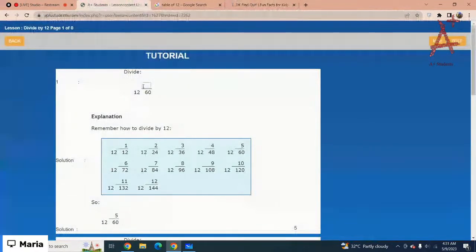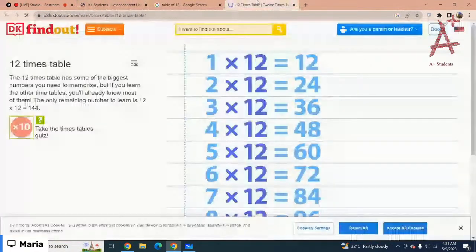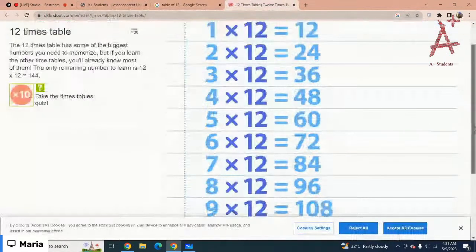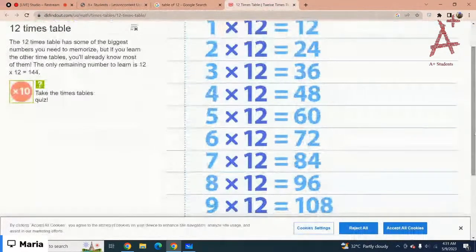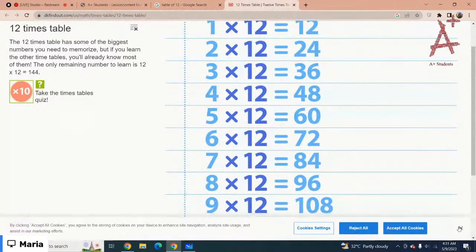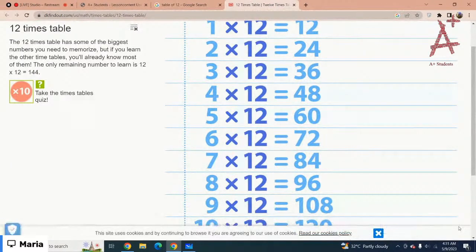Okay, you have to divide 60 by 12. You need to count a table of 12 until you get 60. So 12 times what number is 60? Here is the table. You can see the table from here. You can note it down and you can memorize the table. Got it? So 12 times 5 is 60. So the correct option is 5. Got it?